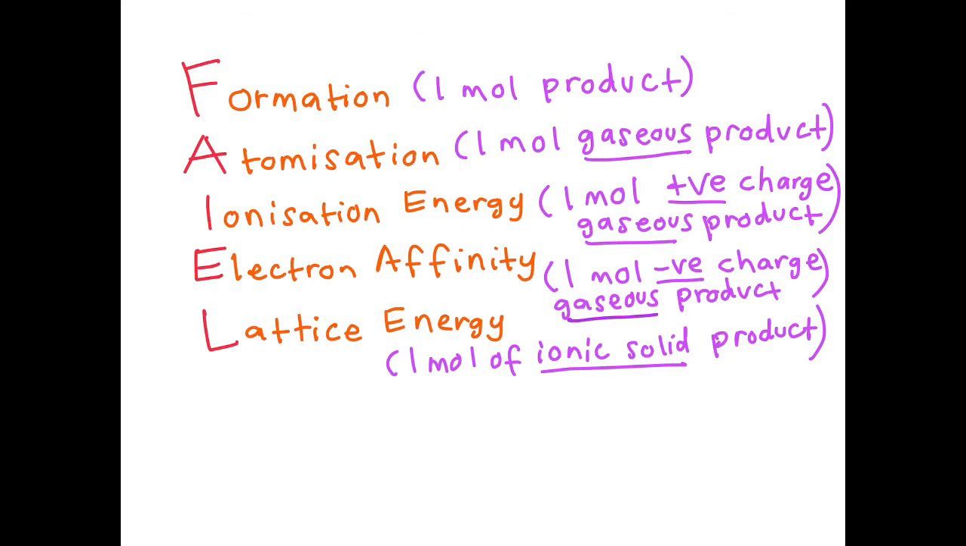The stages of Born-Haber cycle can be simplified into an acronym, FAIEL: F, A, I, E, and L. F stands for enthalpy of formation, where the product must be 1 mole. A refers to the enthalpy of atomization, where the product must be 1 mole in gas phase. I is ionization energy, E is electron affinity and L is lattice energy. The lattice energy means that the product must be 1 mole of solid compound and the reactants are gaseous ions.